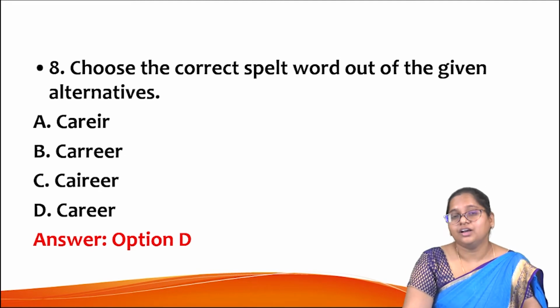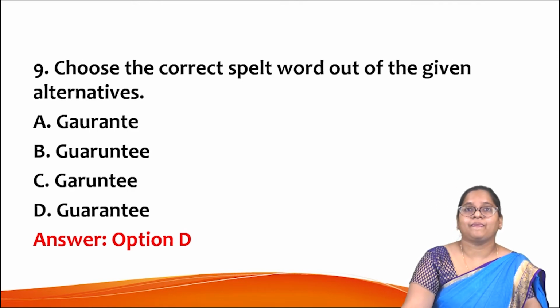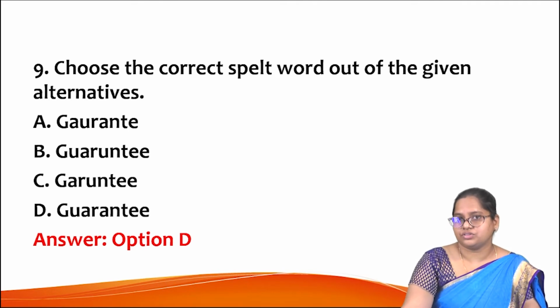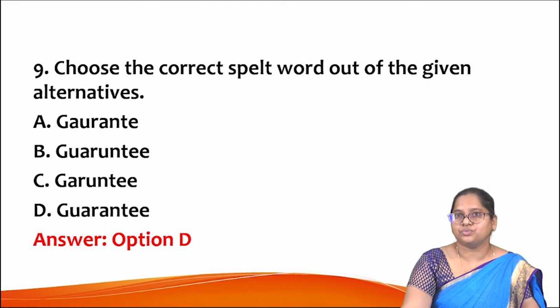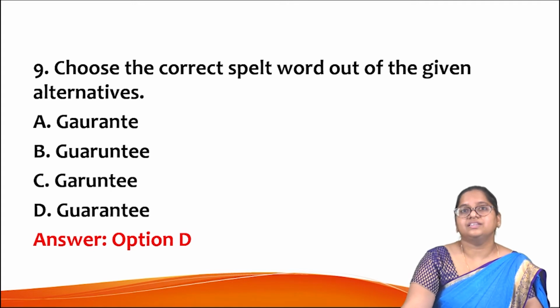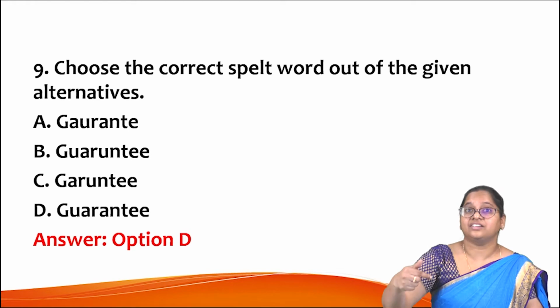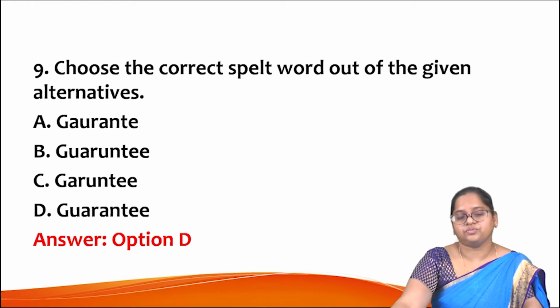So here you're learning a little bit of phonetics also, like how you pronounce the words along with the spellings. Ninth question. Choose the correct spelled word out of the given alternatives. What are they? Option A, B, C, D. Guarantee is guarantee. The option D, guarantee.